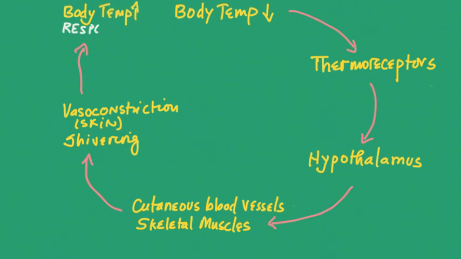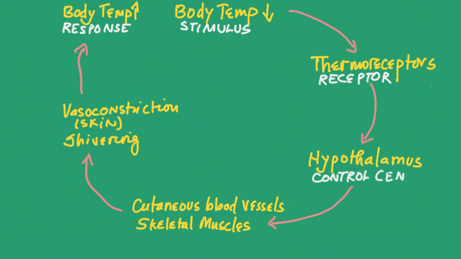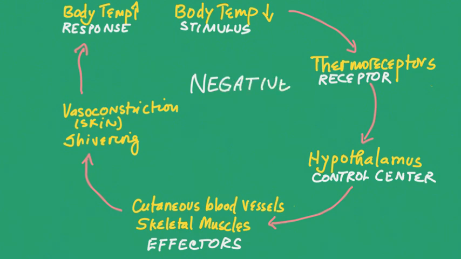This is the response. The stimulus we started with was body temperature going down. The thermoreceptors are the receptor. The hypothalamus is the control center. The cutaneous blood vessels and the skeletal muscles are the effectors. And the vasoconstriction and shivering help to raise body temperature. Again, the response and stimulus are operating in opposite directions, and therefore we call this a negative feedback.